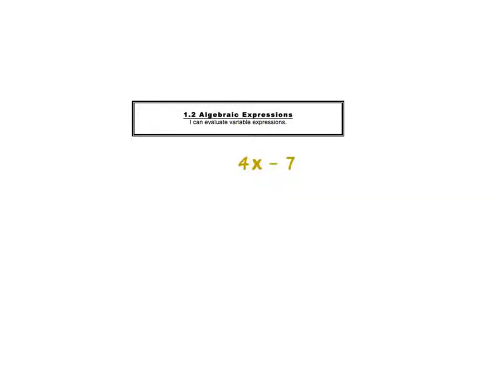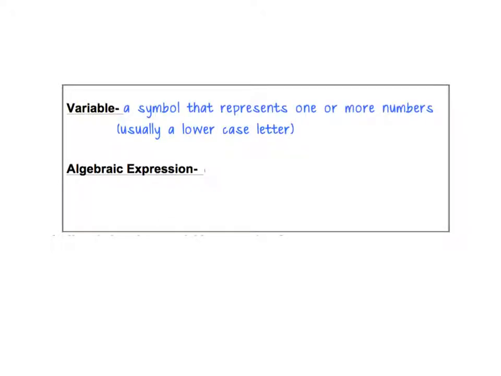In this lesson, we're going to look at how to evaluate algebraic expressions. So let's first of all take a look at the vocabulary. What is a variable? A variable is a symbol that represents one or more numbers. It's usually a lowercase letter. So for example, if you had something like 2x plus 4, our variable would be that x, that lowercase letter. And what is an algebraic expression?